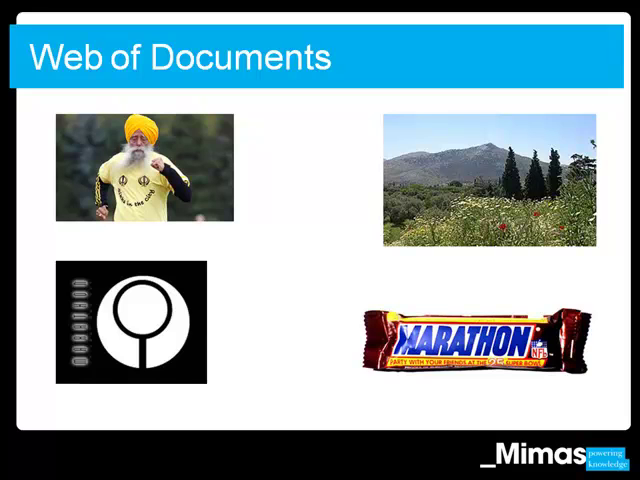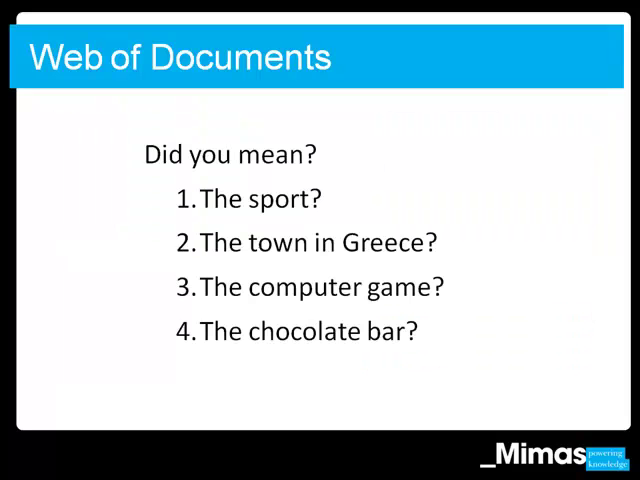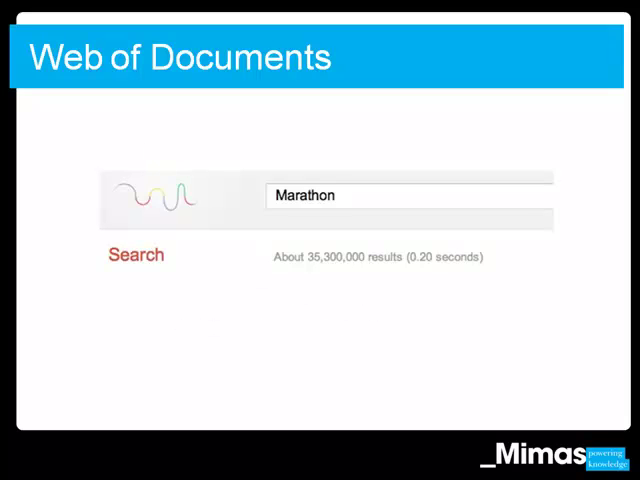So what I want the machine that I'm talking to actually do is do what a human would do and try and probe me for more information and find out what type of marathon I'm interested in. So I want it to ask me, well, what do you mean? Do you mean the sport, the town in Greece, the computer game, or the chocolate bar? What it actually does is this. It returns all 35 million pages that mention the word marathon and expects me to sift through those pages and find the information that I'm looking for. Now, obviously, this isn't the best way of going about finding data.